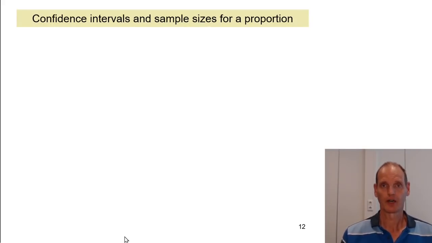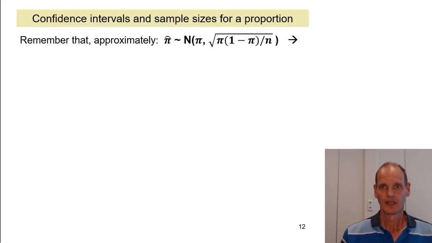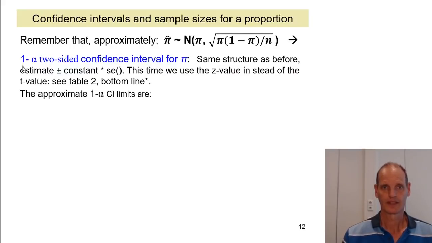Then the second type of inference, confidence intervals. We remember that approximately pi hat has a normal distribution with mean pi and standard error or standard deviation square root pi times 1 minus pi over n. That means that if we want to make a 1 minus alpha two-sided confidence interval for pi, we can use the same structure as before. That is estimate plus minus a constant times standard error. Only we will now use a z value instead of a t value.